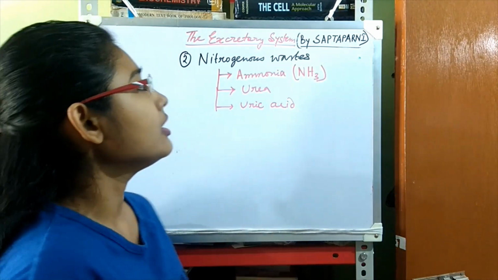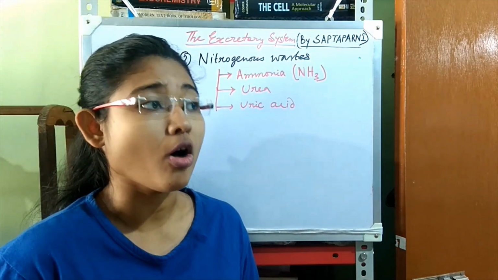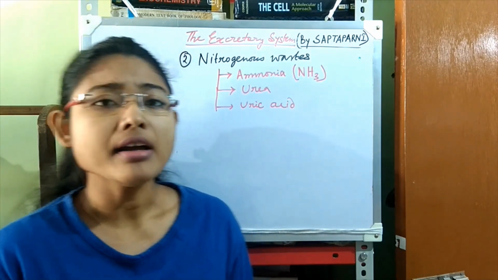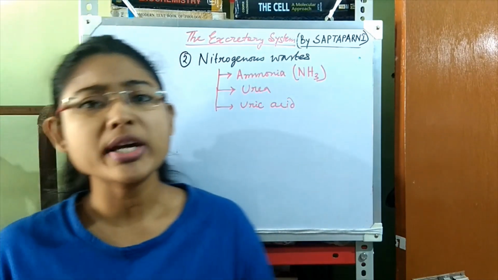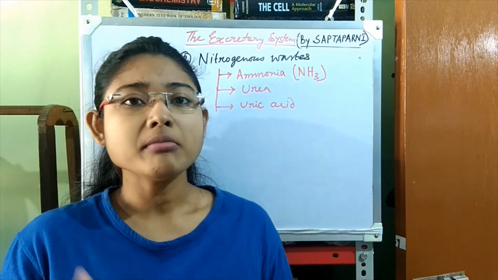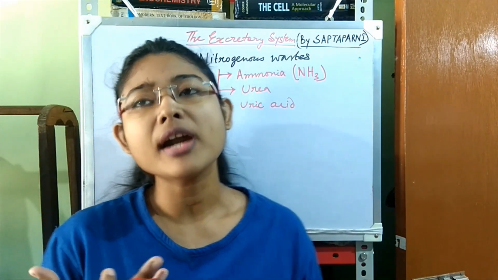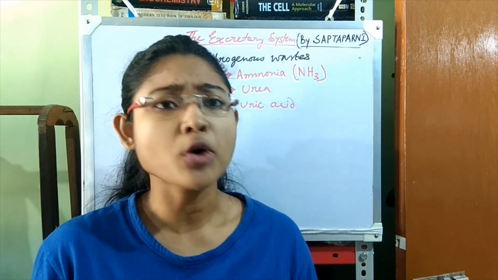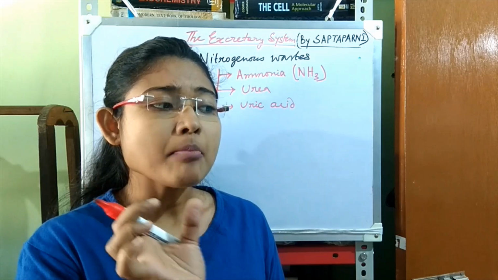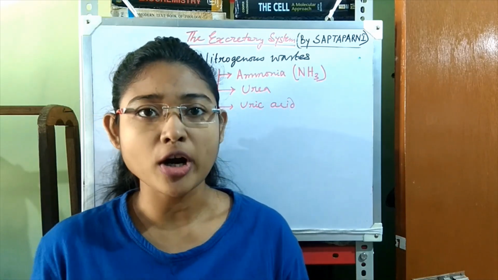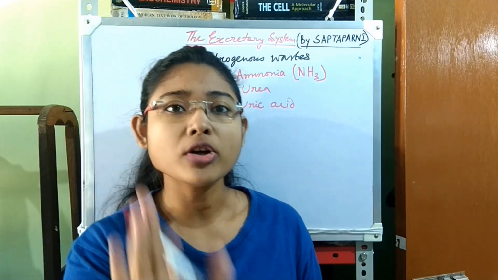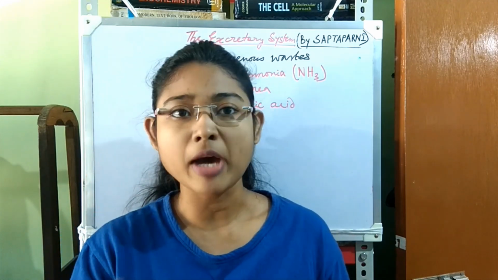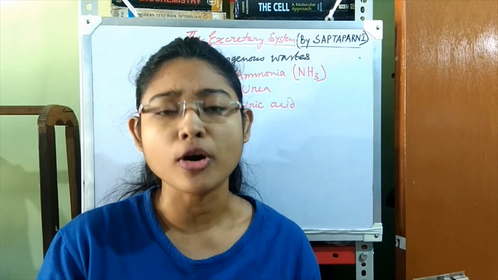Now, these are the three nitrogenous wastes of our body. See, from where do these urea, ammonia, uric acid come? We know that in our diet, we consume very much protein, and some proteins are not digested by our body, and we know that the unit of the protein is amino acid. So, those excess amino acids are not good for our body.